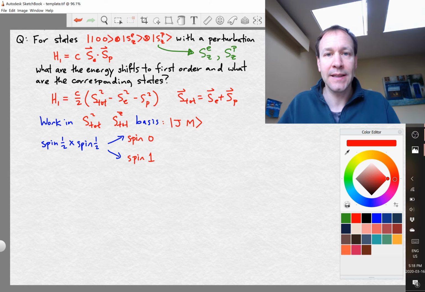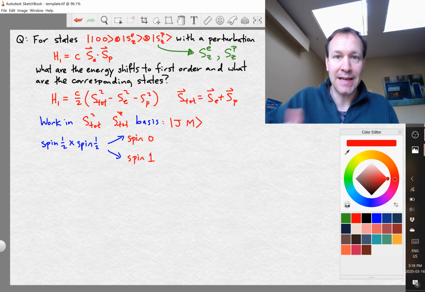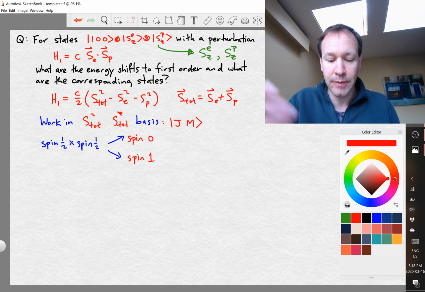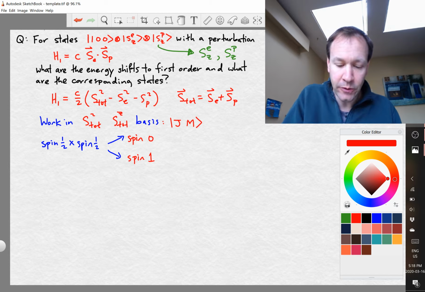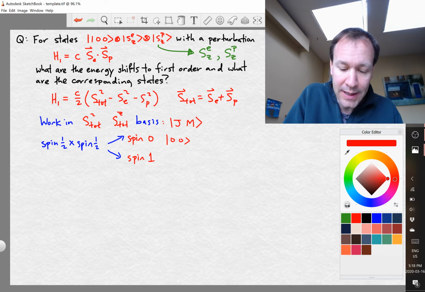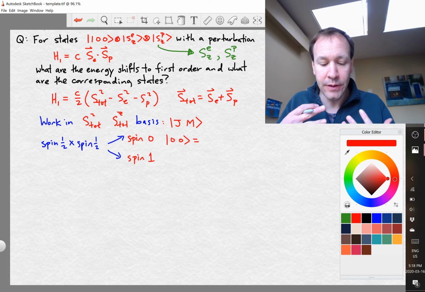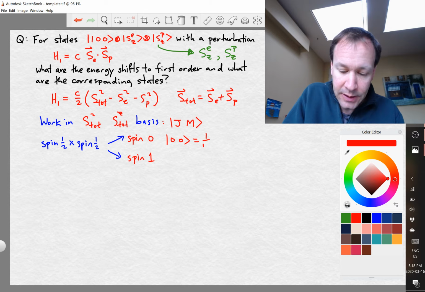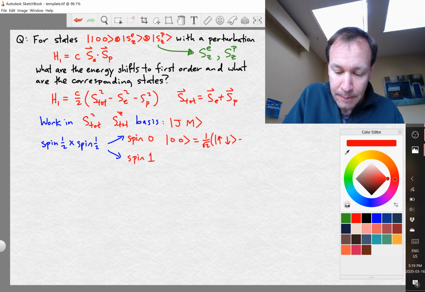Okay, and we can write these states with a definite S total squared and a definite S total Z explicitly in terms of our original basis. We can just look it up on the Clebsch-Gordan table. So we're going to be looking at the 1/2 times 1/2 table. And so the spin 0 state, so there's just this one special spin 0 state, according to the table, is going to be 1/√2 times up down minus down up.